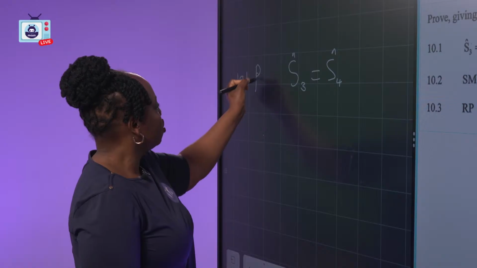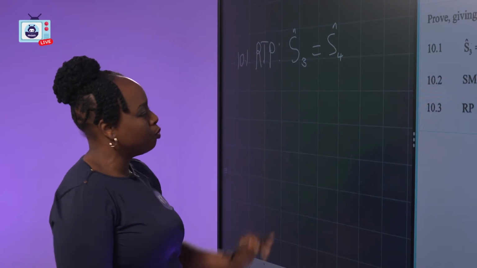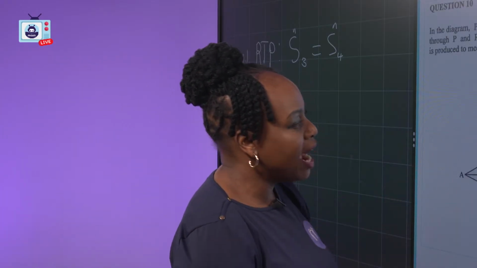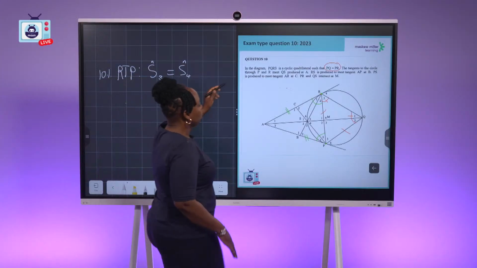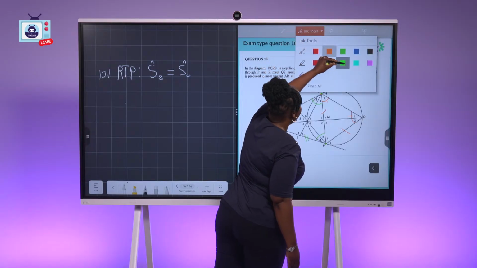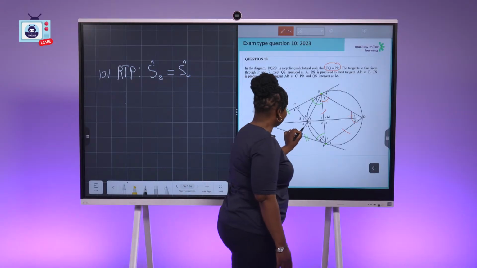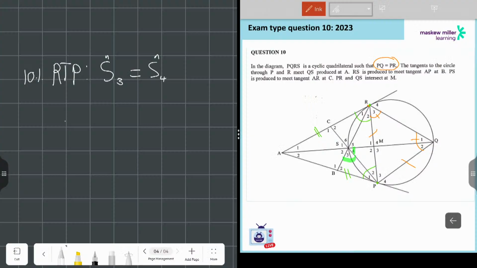So I'll write required to prove. I am required to prove that S3 equals S4. How do I do that? Going back to my information, or to what I have been working with, I need to prove or to emphasize that S3 equals S4. So S3 and S4 are just here. So this is what I am looking for.